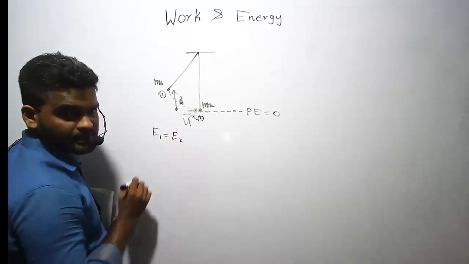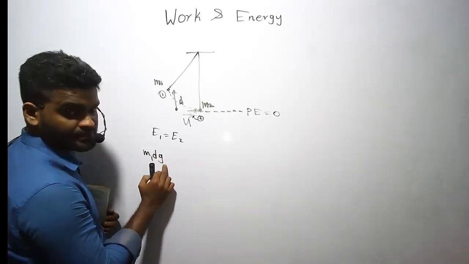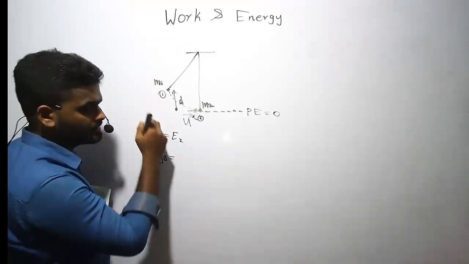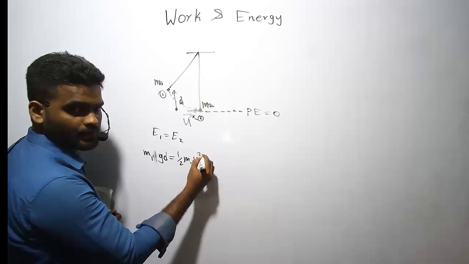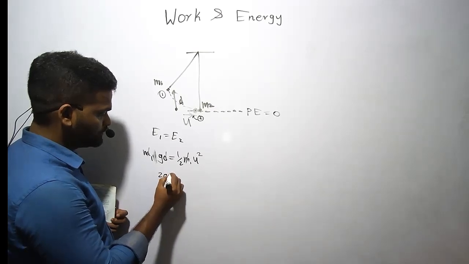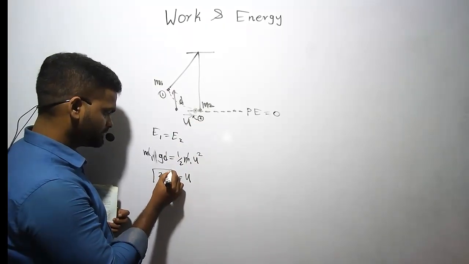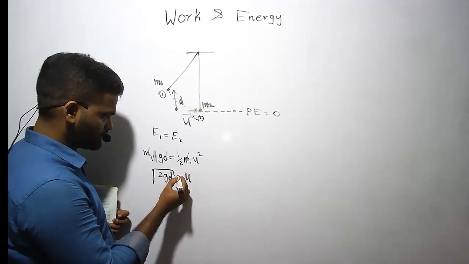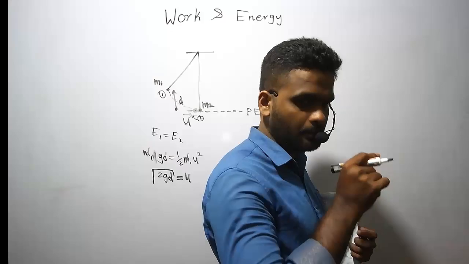Energy at 1 is equal to energy at 2. So energy at 1 is m1gd. You are applying that to m1, right? Equals, here it totally converts into kinetic energy, that is half m1u squared. Mass cancels off. So U is equal to root 2gd. That is the velocity of m1 before hitting m2.